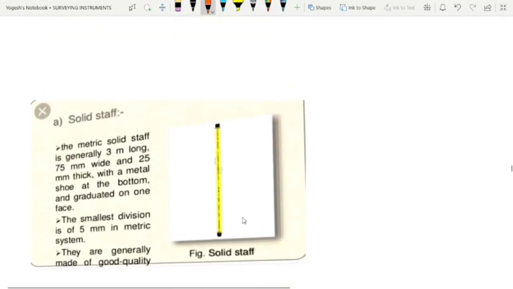This is a solid staff which cannot be folded. Solid staff is generally 3 meters long, 75 mm wide, 25 mm thick, with a metal shoe at the bottom and graduated on one face. The smallest division, or the least count, is 5 mm. They are generally made of good quality wood.